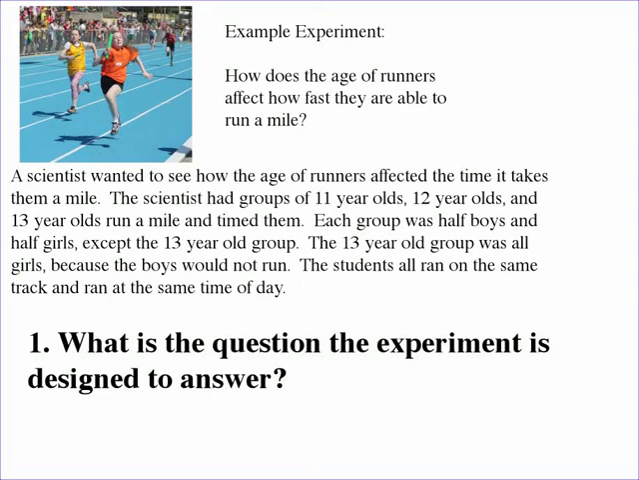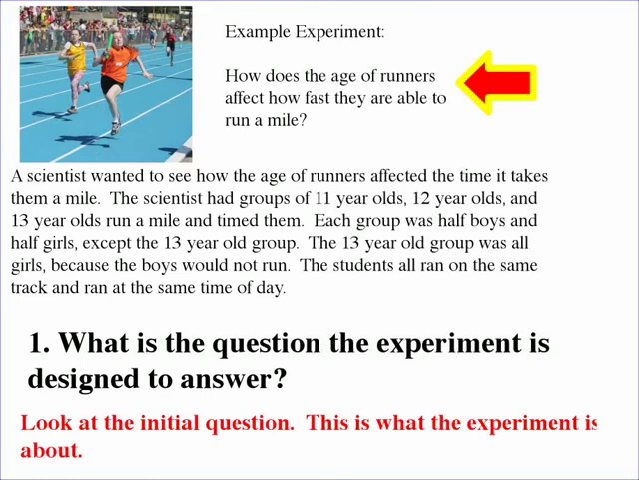The first question is, what is the question the experiment is designed to answer? To answer this, look at the initial question. This is what the experiment is all about. How does the age of runners affect how fast they're able to run the mile?